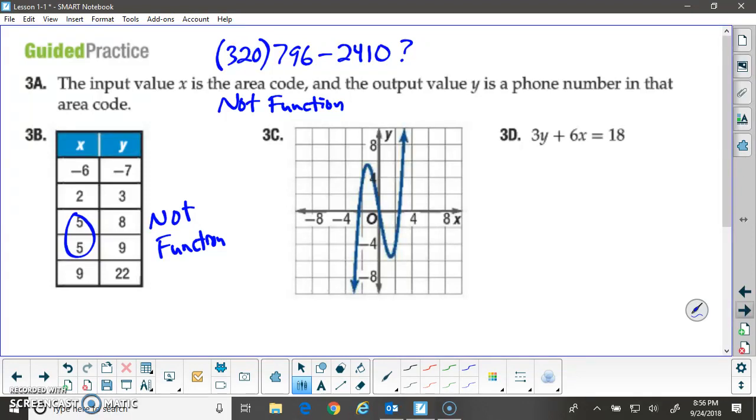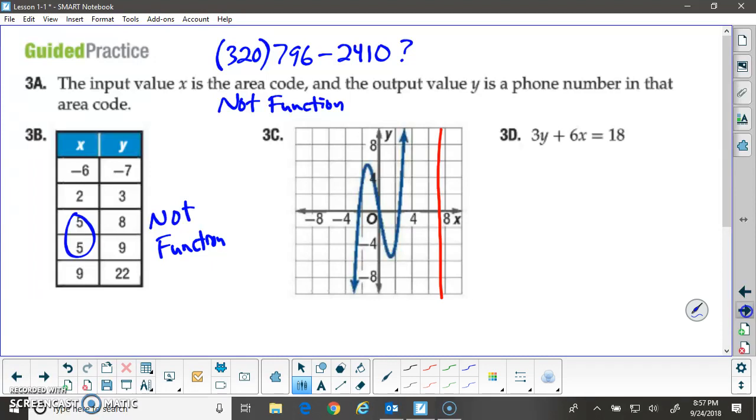Example 3c, if you place a vertical line anywhere on this graph and then take that line and slide it left to right, like I'm doing now, I know my line's not perfectly straight, but if I slide that line left to right, I never cross the graph more than once. Therefore, it does pass the vertical line test, and it is a function.